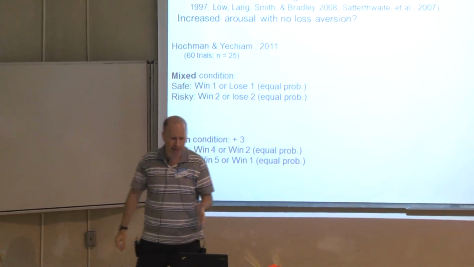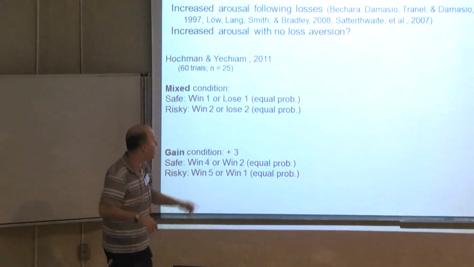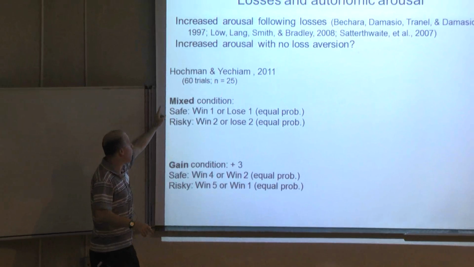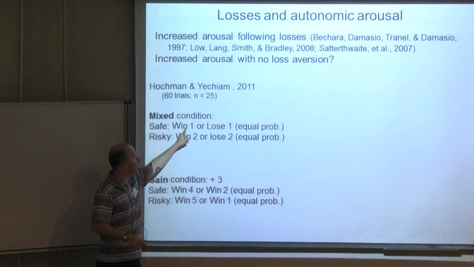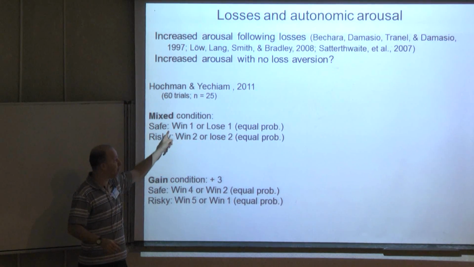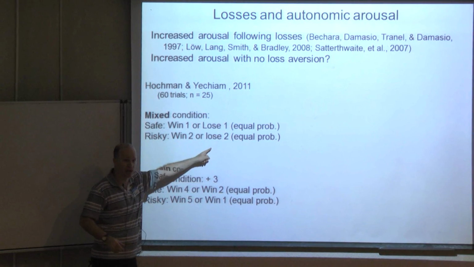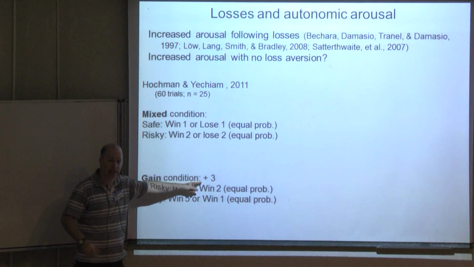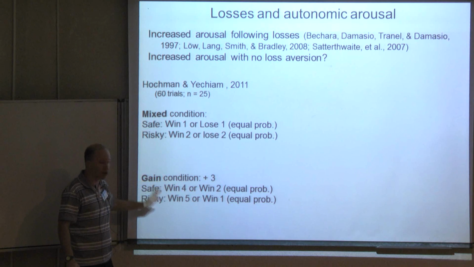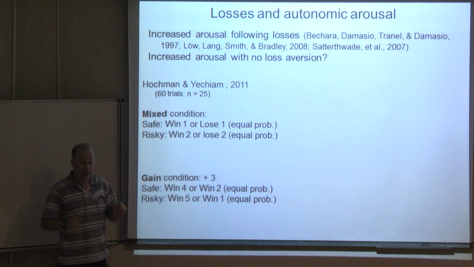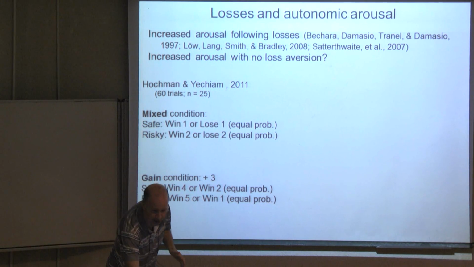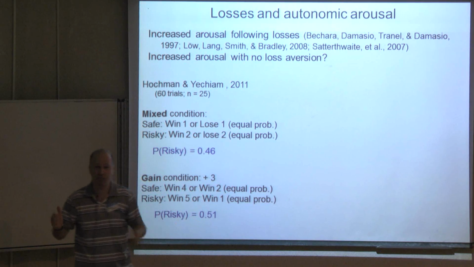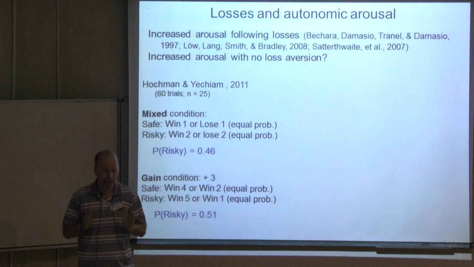In the study with Guy Hochman, we had, again, the two-button paradigm, two problems. In one, you have a safe alternative producing 1 or minus 1, 50%, a risky alternative 2 or minus 2, and then we had the gain condition where we just had a constant of 3, so no losses were possible. First, we looked at the behavioral choices. Again, we find no loss aversion. People pick them about equally. Now, in this experiment, we also attached the participant to an eye tracker, so we could examine their pupil diameter.